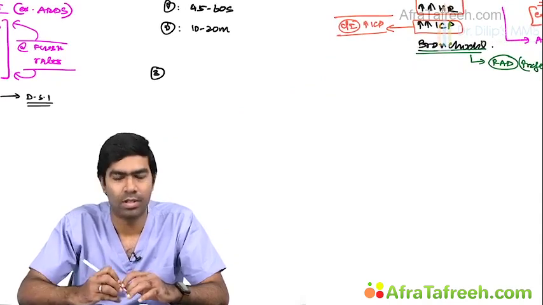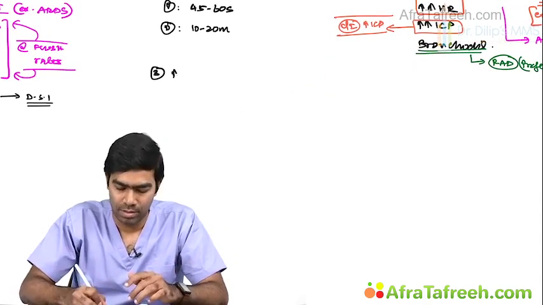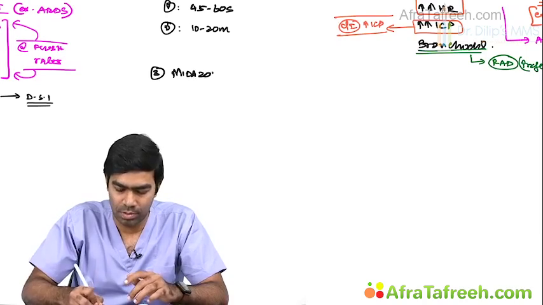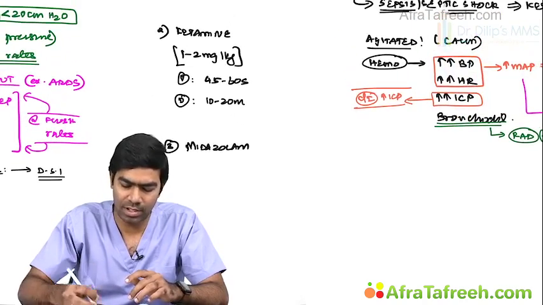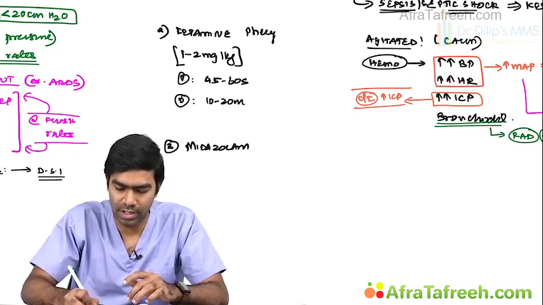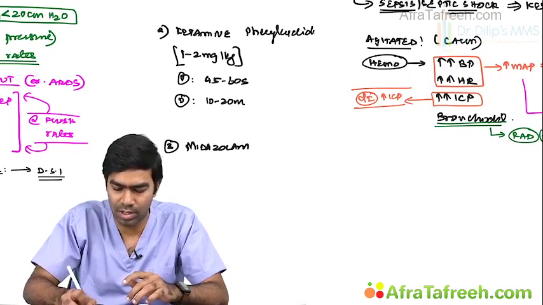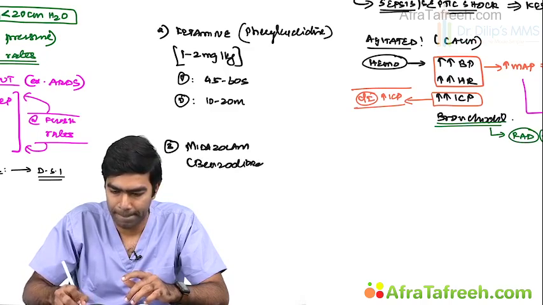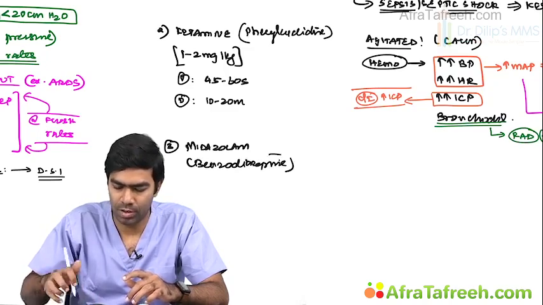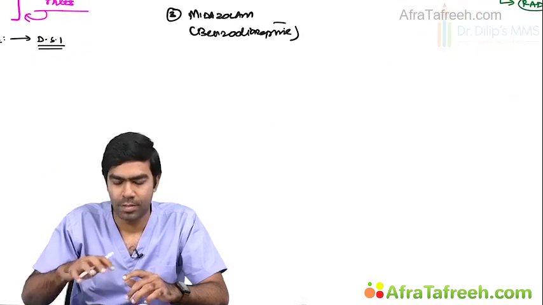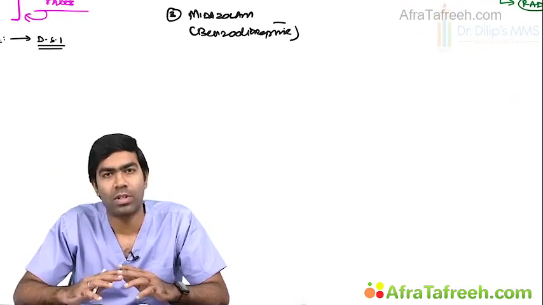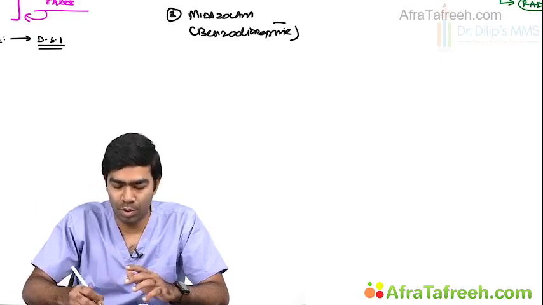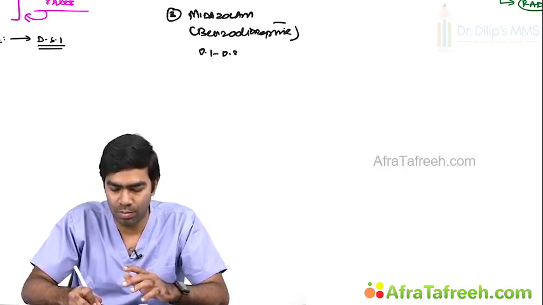Drug number 3, midazolam. You know, ketamine is a phencyclidine derivative. That's the class of drug that ketamine comes under. Midazolam comes under a class called benzodiazepine. All right? Fine. So what is the dose of midazolam? Usually we give 0.1 to 0.3 milligram per kilogram. So this is the standard dose of midazolam.